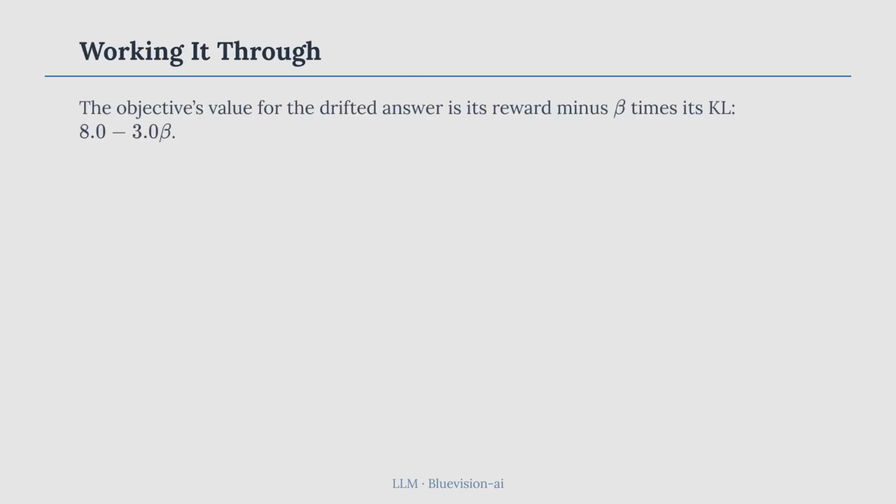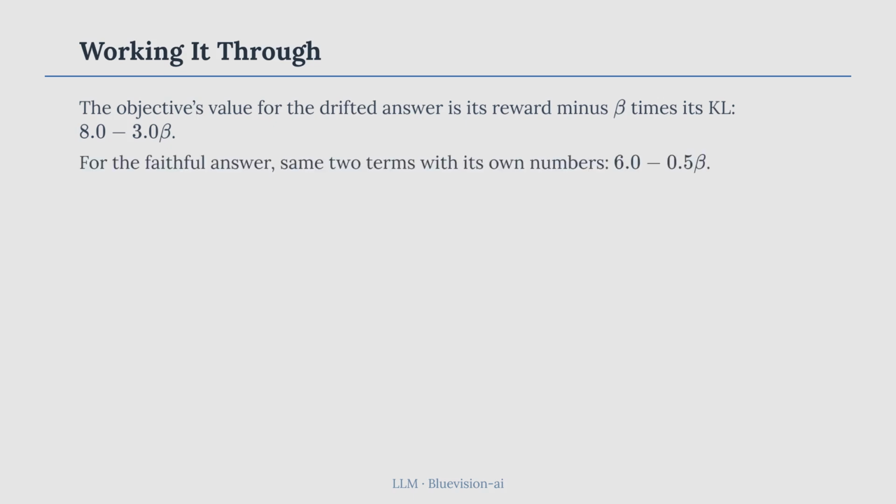Let's do it. It's 2 lines. Take the drifted answer first. Its value under the objective is its reward minus beta times its KL. So we get 8 minus 3 beta. Same 2 terms for the faithful one. With its own numbers, we get 6 minus 0.5 beta. We want to know where they cross, so set them equal. 8 minus 3 beta equals 6 minus 0.5 beta. Bring it together and you get 2 equals 2.5 beta, so beta is 0.8.